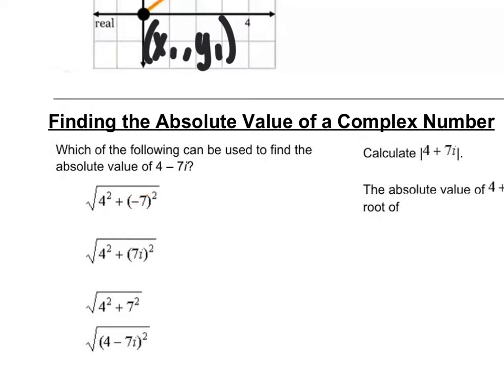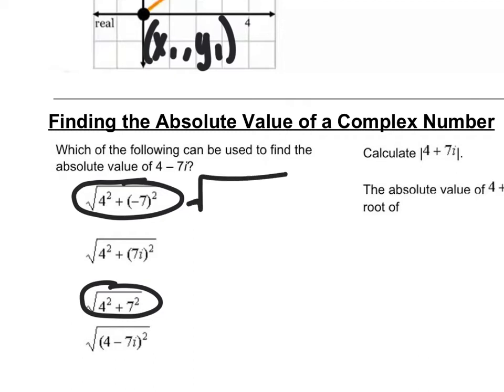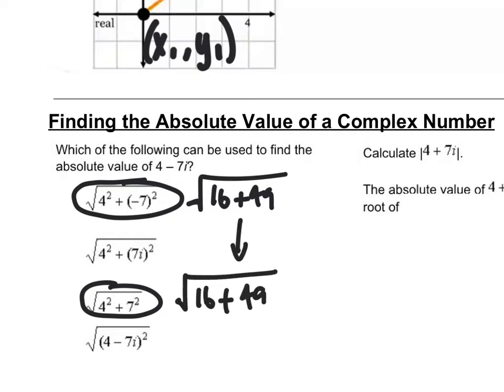Now, you could choose either this one or you could choose this one. They both give you the same thing. The reason why is if you took that, you get the square root of 4 squared, which is 16, plus negative 7 squared, which is plus 49. Same thing would happen down here. You'd get 4 squared, which is 16, plus 7 squared, which is 49. And these two things are the same, and that's just what we're doing.